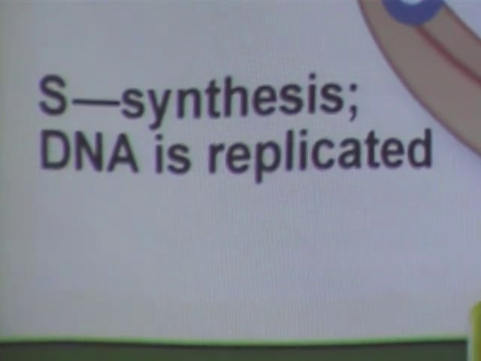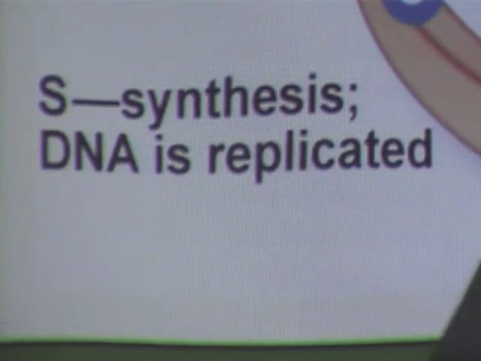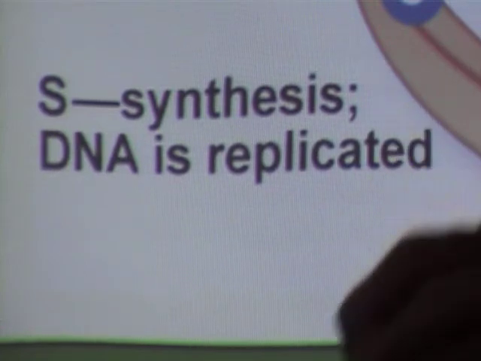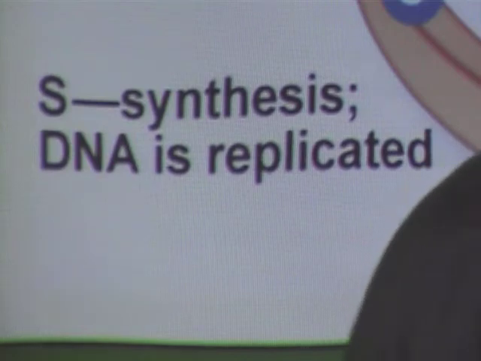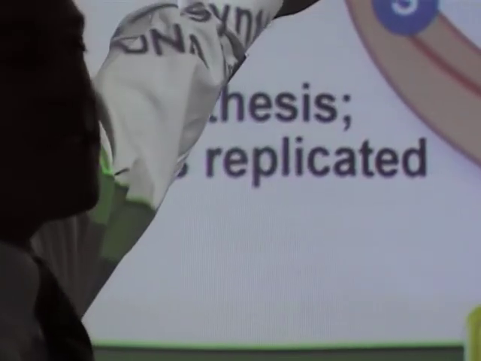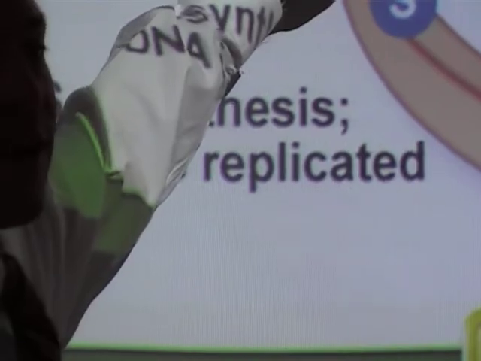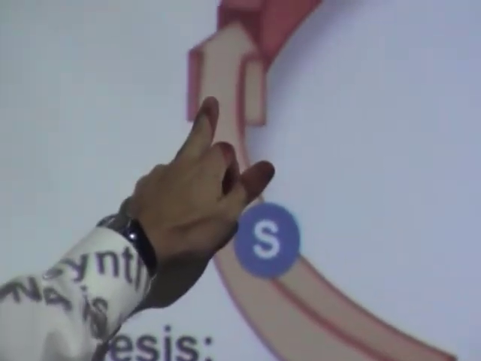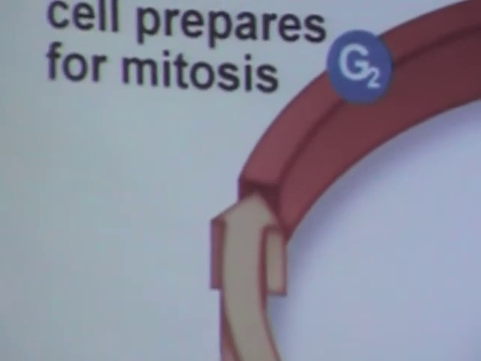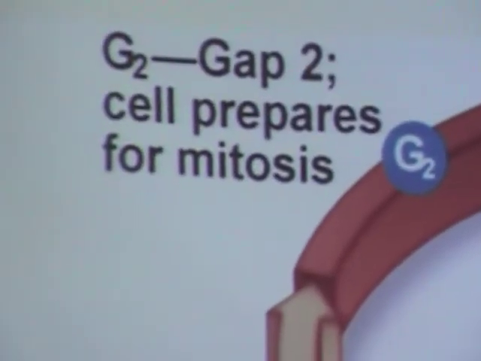Why would a cell have to copy its DNA? To make more information. Because it's going to divide in a minute, and each cell needs a copy of the DNA. The S, the synthesis phase, takes about 6 or 7 hours in a quickly dividing human cell. So now we've copied our DNA.